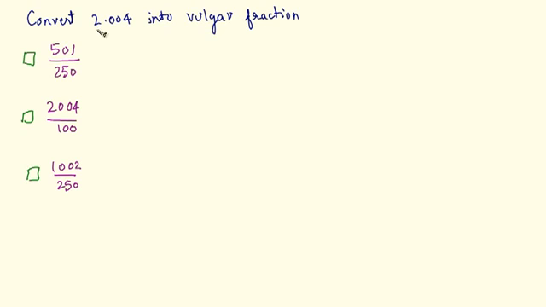So we have to convert this number 2.004 into vulgar fraction. So I have 2.004. The first step is to remove the decimal point. So I'll first write the number without the decimal point. So I write 2004 divided by, let's write 1 followed by some number of zeros.